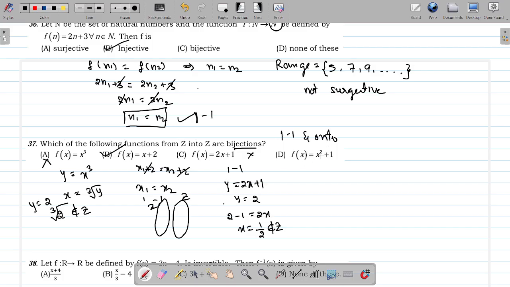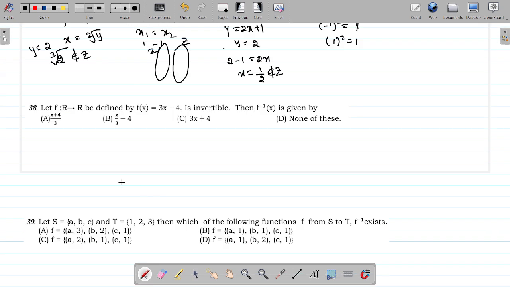Next, f of x equal to x square. See, it fails to be 1-1 itself because of x square. If you put minus 1, you get the value 1, and plus 1 squared is also 1. Means 2 elements are related to a single element, so it is not 1-1. Okay, so option B is the correct one.